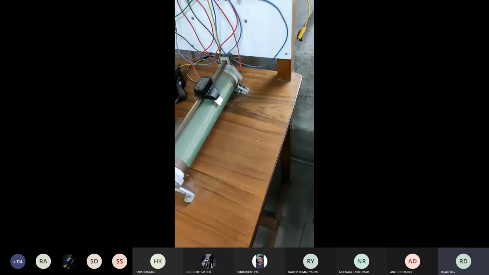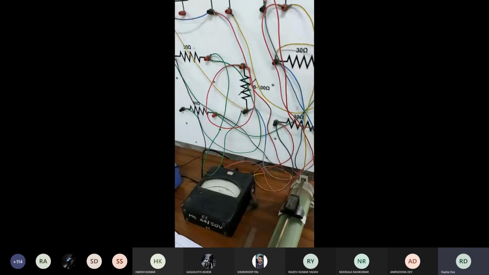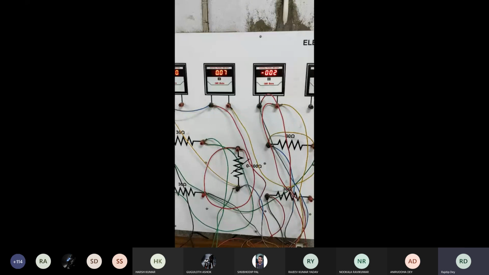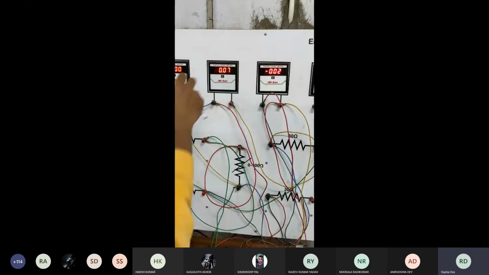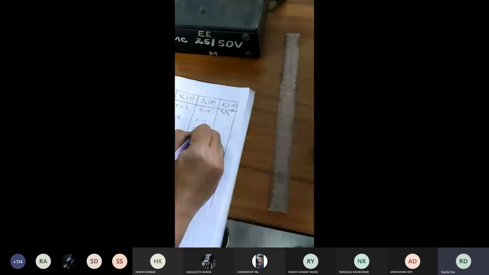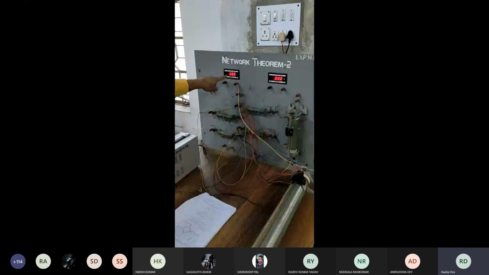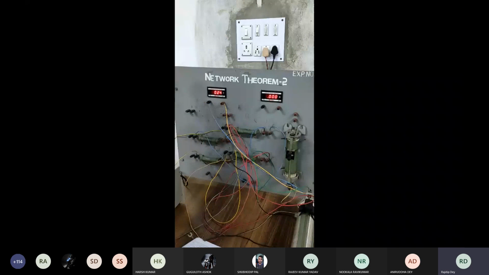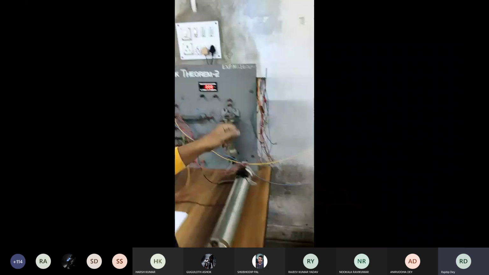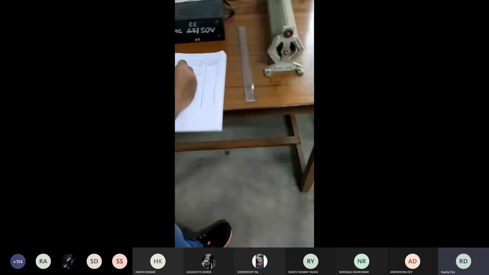Now we'll try to vary this a little bit more. So suppose like this. Here we'll see this is our current rating, our ampere reading, that is 0.07. If you see the voltage reading, now this is coming 2.4 volt or 2.5 volt. So we'll write this as 2.4.